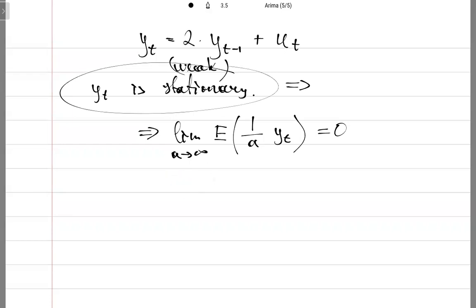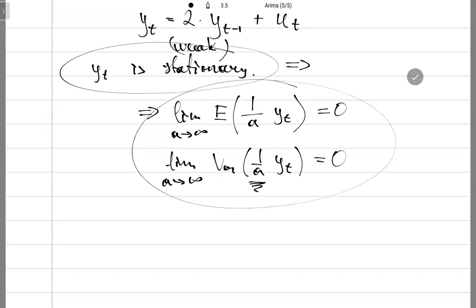Variance of 1 over a yt when a tends to infinity, this limit should be equal to what? Sigma squared? No, I divide by a very big number. You are right that without the a it would be sigma squared, but I have an a inside the formula. It should converge to 0. Right? Why? Because I divide by a big number. Okay, so let's remember these two conditions.